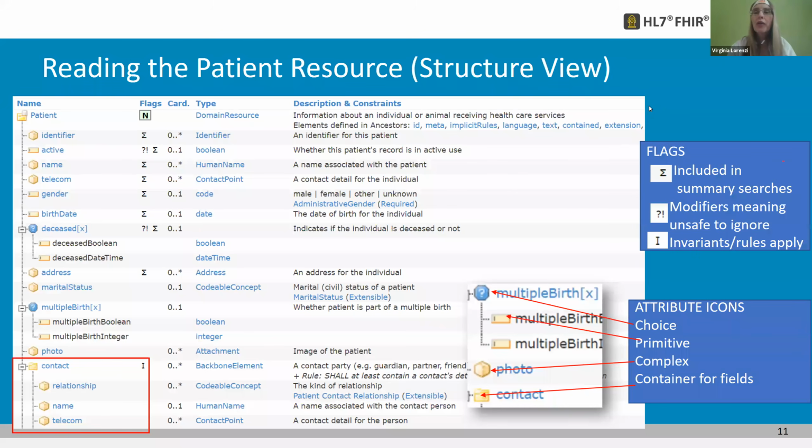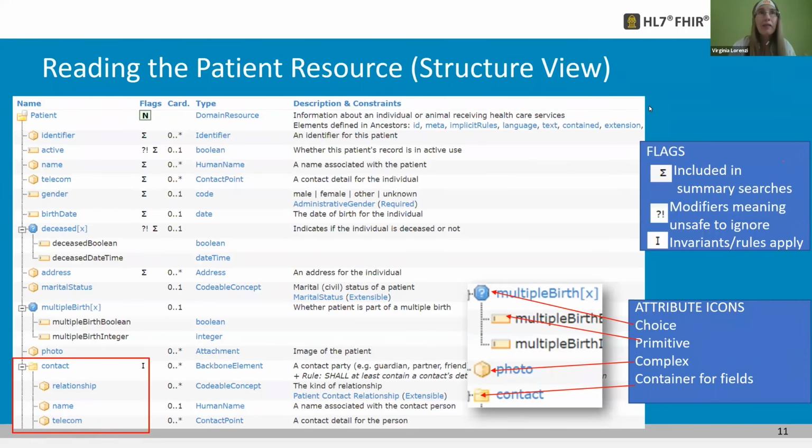You'll also see over here flags. And the flags start with this summary flag. And the summary flag means exactly that. Every field in here that has the summary indicator means that if you do a summary search in FHIR for this resource, you will get just those attributes. So you can imagine that the designer of this resource picked the fields they thought would be most useful to summarize the intent of the resource.